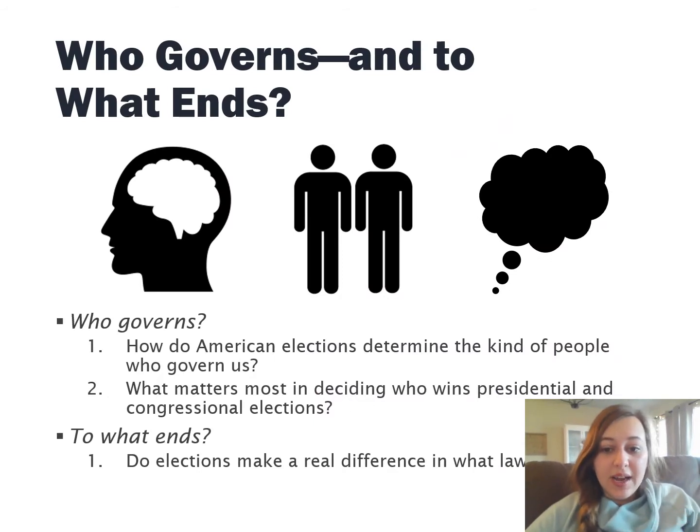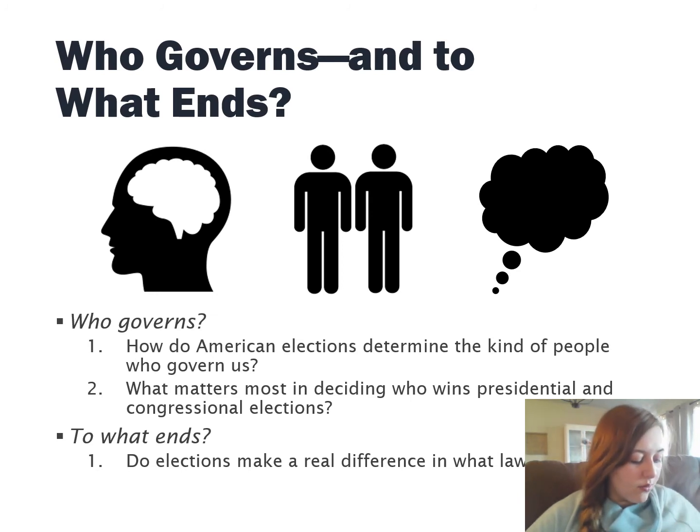So here are our guiding questions for this chapter. First one is how do American elections determine the type of people that govern us, or the kinds of people that do? The way in which our elections are set up really allows a candidate to display their personal appeal, right? Their character, those sorts of things. And party endorsement is most definitely important as well. But when we're talking about the early stages of a campaign and the nominations process, really personal appeal is everything.